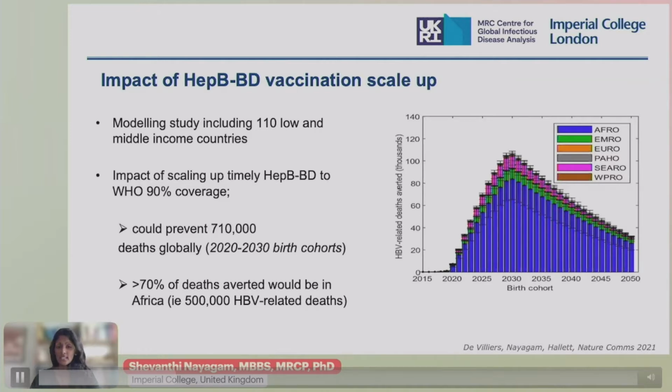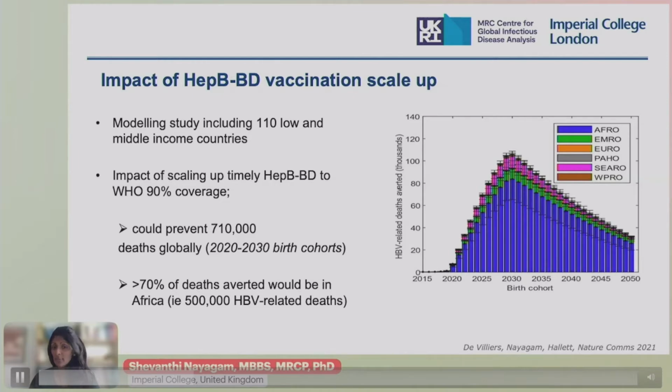So this is the results of a modelling study we did about the impact of hepatitis B birth dose vaccination scale up. We included 110 low and middle income countries throughout the world, and we had country level models and aggregated the results by WHO region. We found that the impact of scaling up timely hepatitis B birth dose vaccination to 90% WHO recommended coverage levels could prevent 710,000 deaths globally in the 2020 to 2030 birth cohorts.